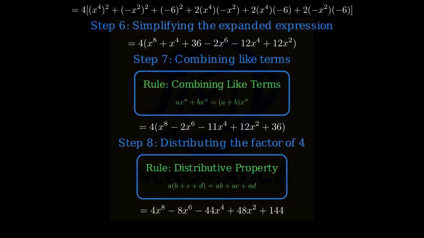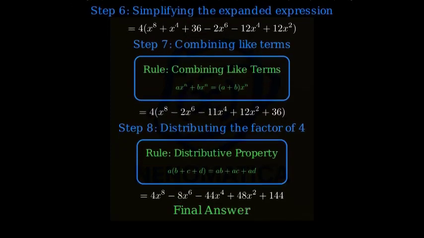4 times x to the 8th is 4x to the 8th. 4 times negative 2x to the 6th is negative 8x to the 6th. 4 times negative 11x to the 4th is negative 44x to the 4th. 4 times 12x squared is 48x squared. And 4 times 36 is 144.